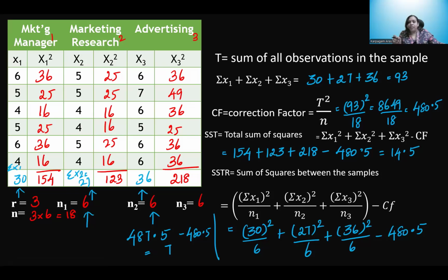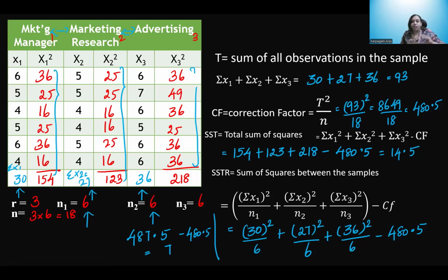The variation between the sample is 7. We got the variation between the sample. We need to find out what is the variation within the sample. Do they have lots of differences? If the variation is too high within the sample, we can say it has just happened by chance. We have found the variation between the sample. Now we have to calculate the variation within these samples.